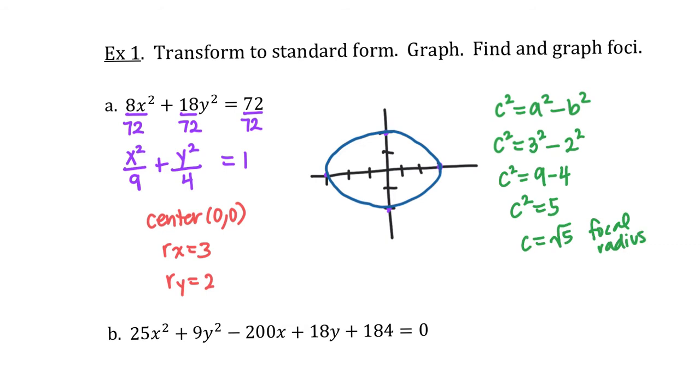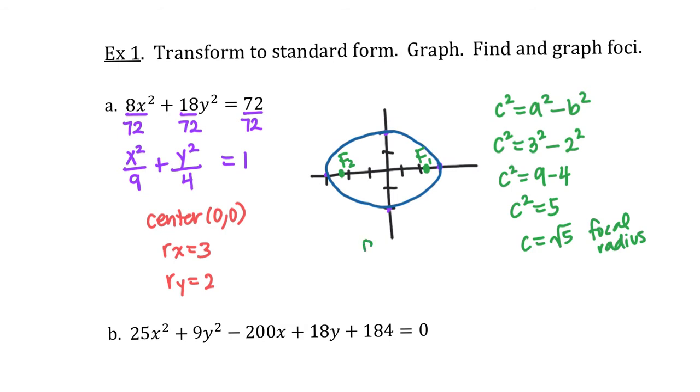Okay, now the foci always occur in the major direction of the ellipse, which is the longer direction. Okay, so the focal radius is square root of 5, which is approximately 2 point something. So from the center, which is 0, 0, in the major direction, I'm going to go to the right 2 point something. So maybe around here, this is one of my foci. I'll call it F1. And then from the center, I'm going to go left 2 point something, so around here. And that's my other foci. It does not matter which one's F1 or F2.